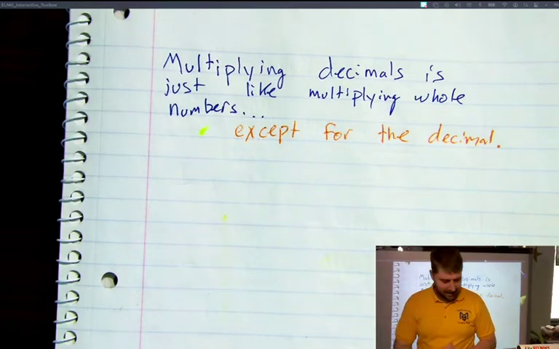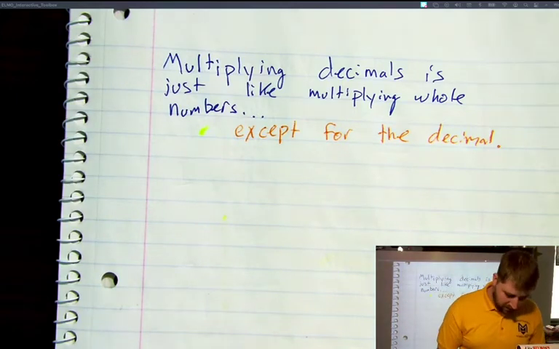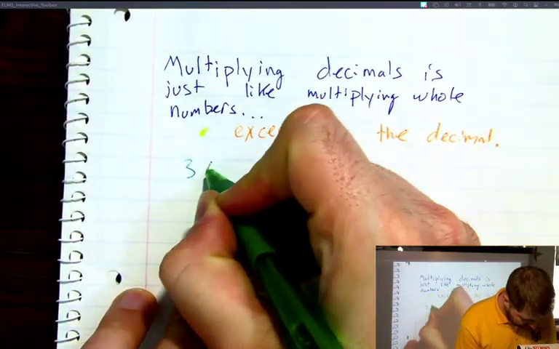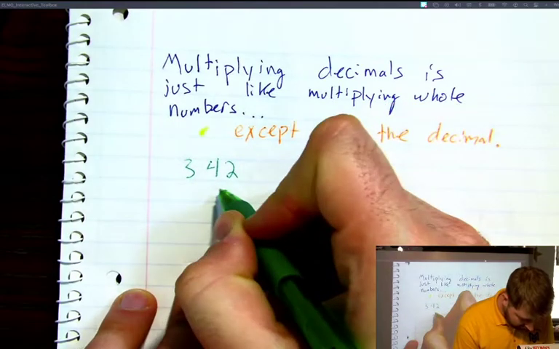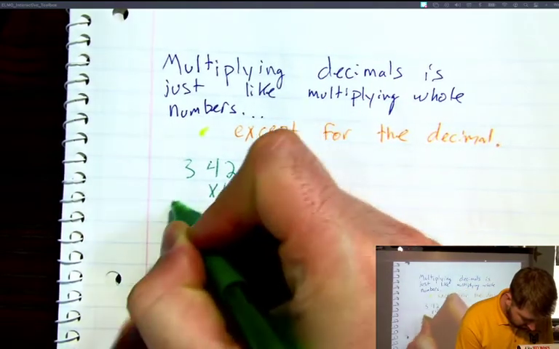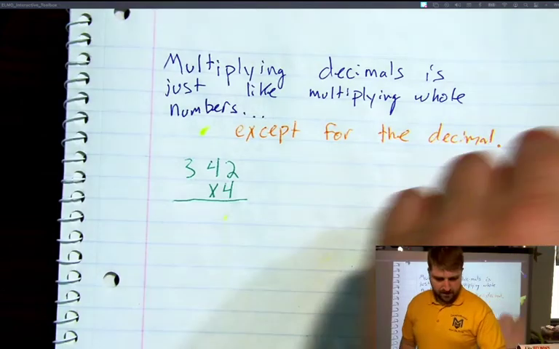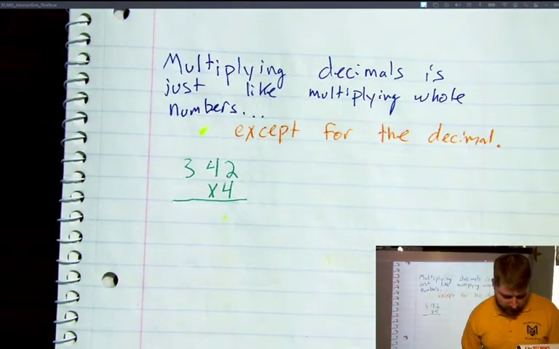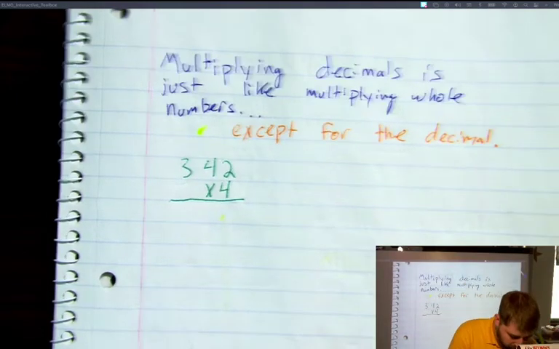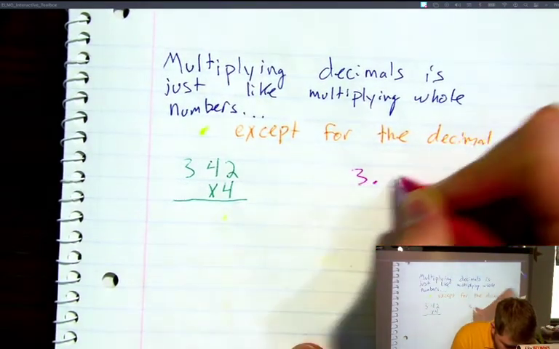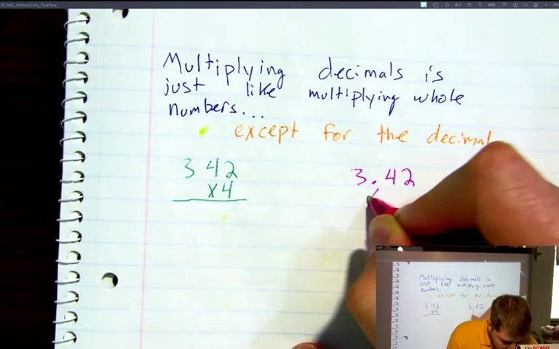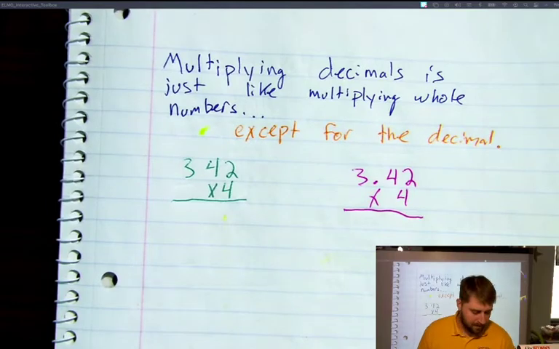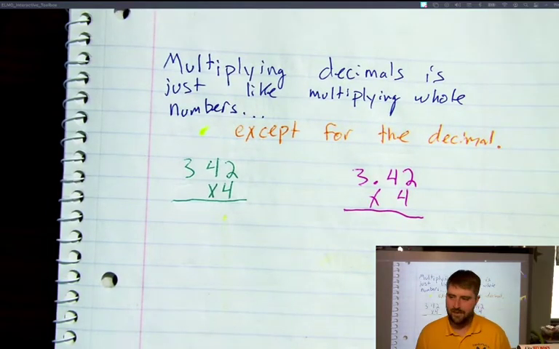So as we begin today, I'd like to challenge you with this math problem. 342 times 4. And then once you've solved that problem, I'm going to give you a second math problem for us to try on your own. 3.42 times 4. So take some time now, solve both of these problems, and then we'll come back together and talk it through all together.